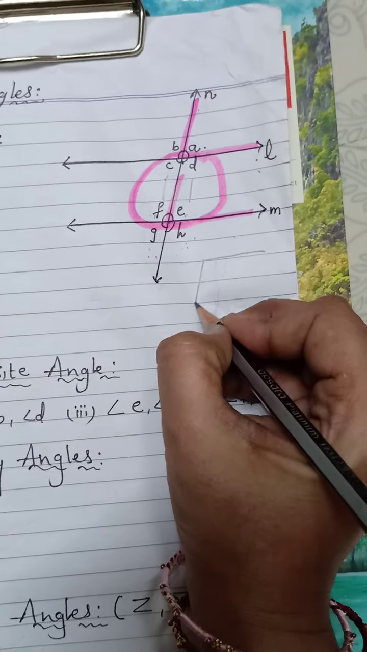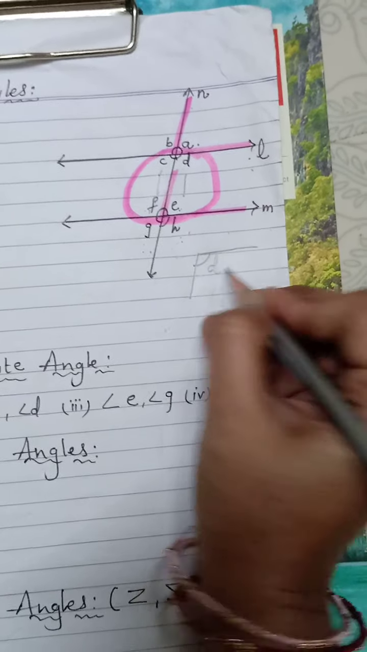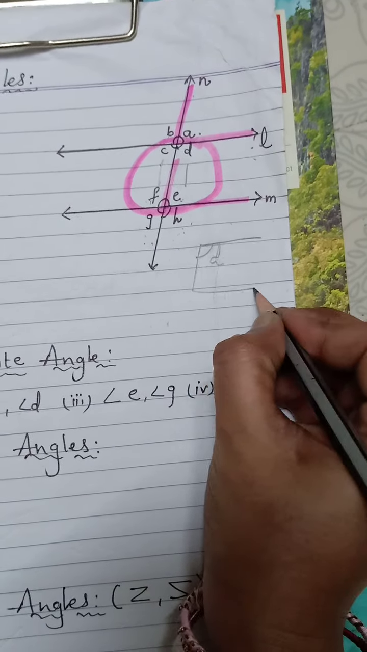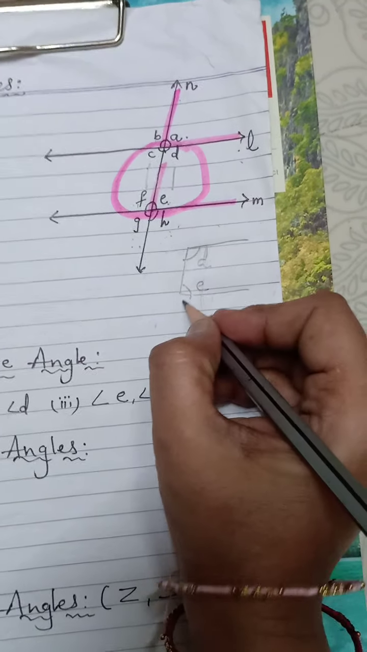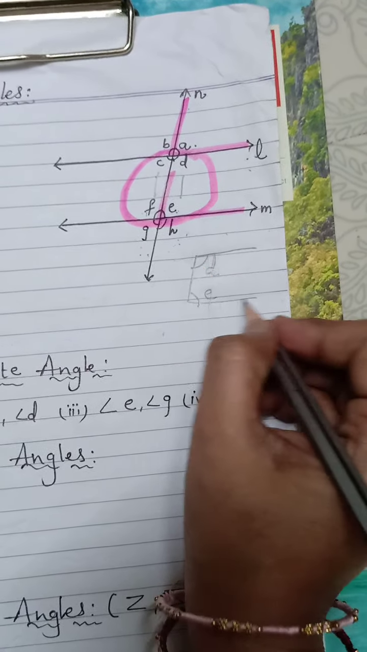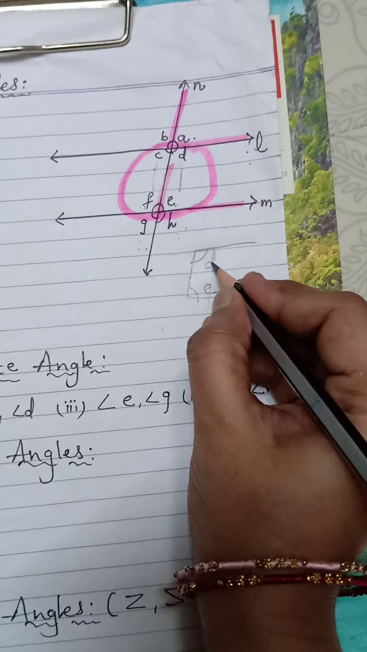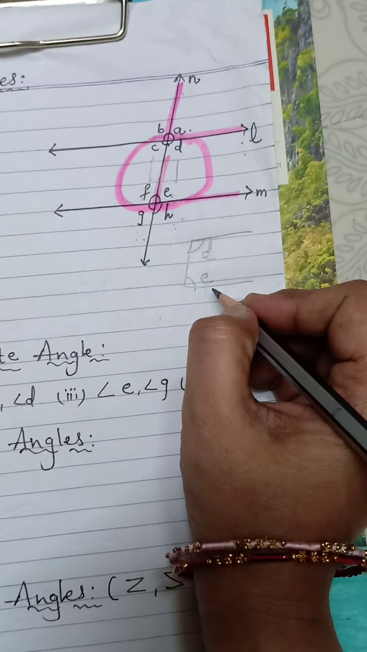If I take angle D, this is angle D, and with this angle D, if I take angle E, this is angle E. So they are making a bracket-type figure. Whenever the angles are making a bracket-type figure, they are called interior angles.